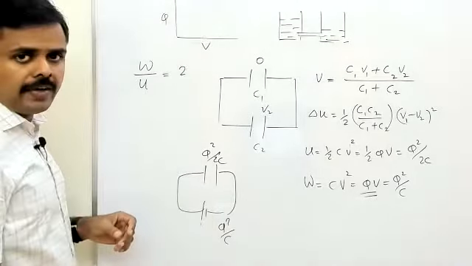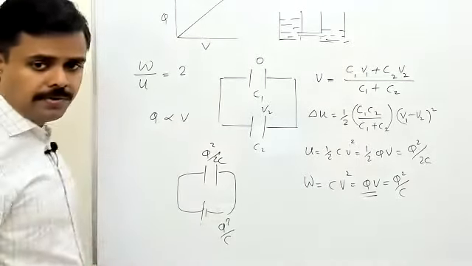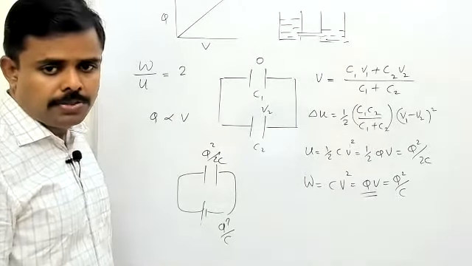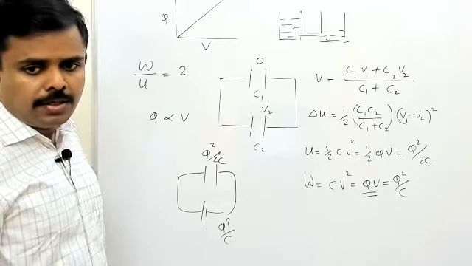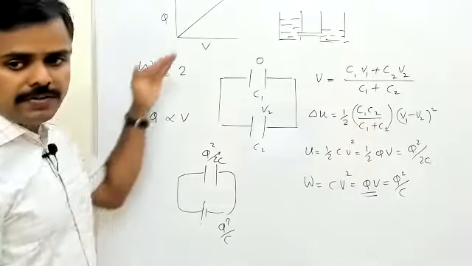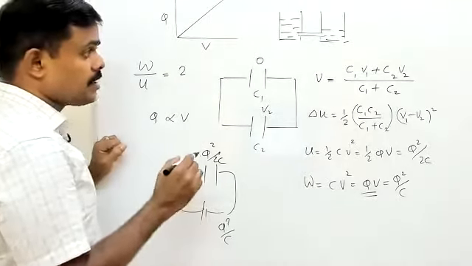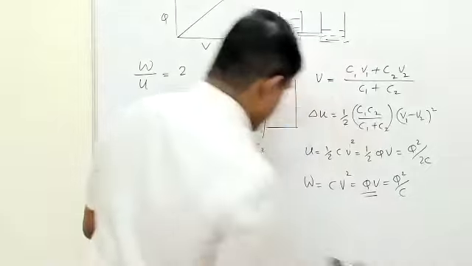What sort of a graph do we have? Straight line, because Q is directly proportional to V. If you remember, Q is directly proportional to V. Straight line graph. So the graph is a straight line. And they'll ask you to find either the slope of the graph or the area under the graph.